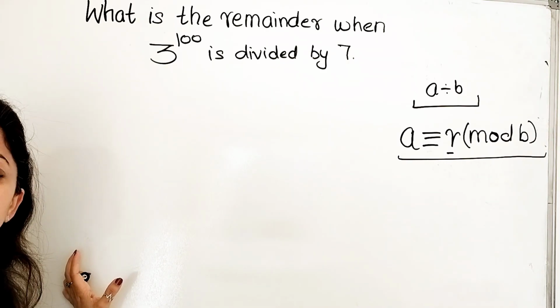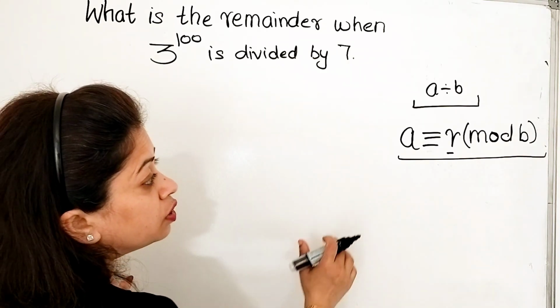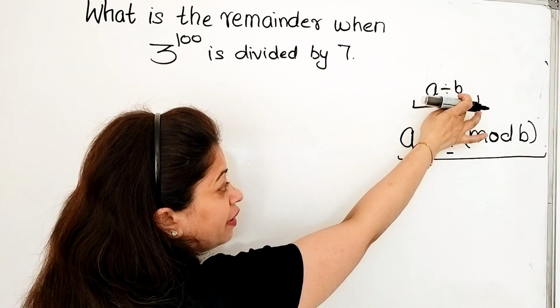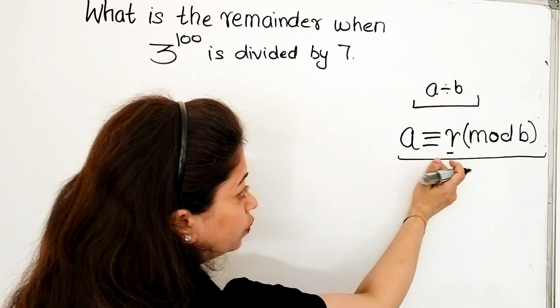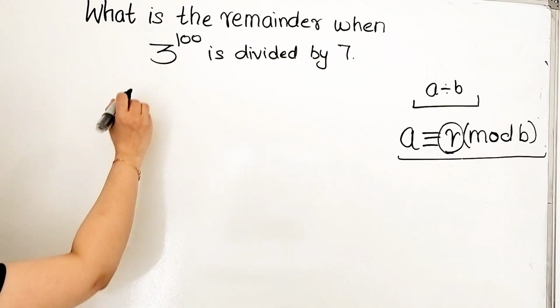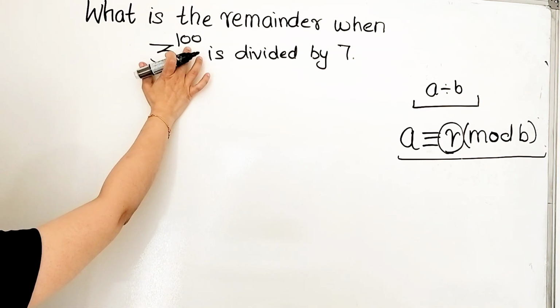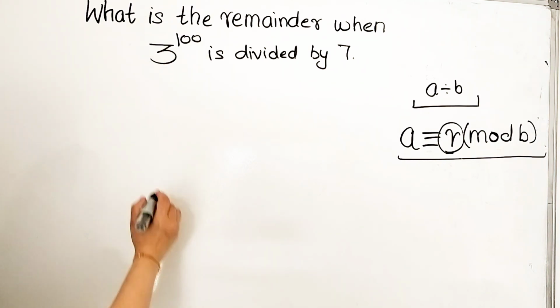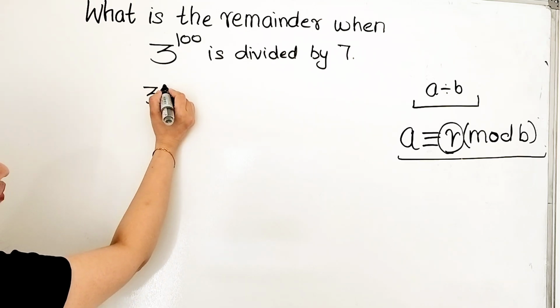You will always apply this rule only. How? When you know that when A is divided by B, it can be written as this, where this R is called remainder, right? I will explain you that now. So suppose we have here 3 raised to power 100. We will start it with 3. What is 3? 3 raised to power 1.